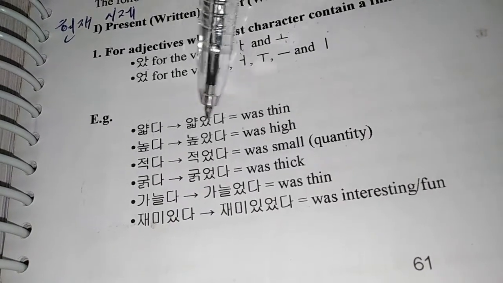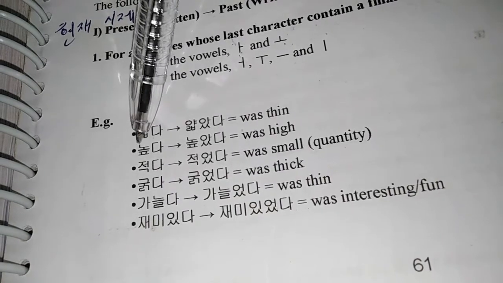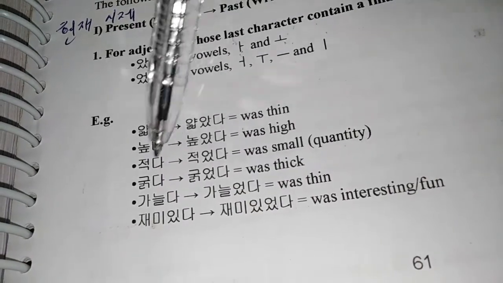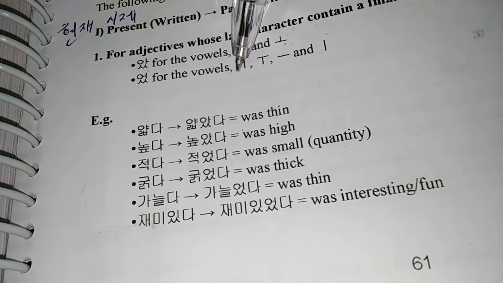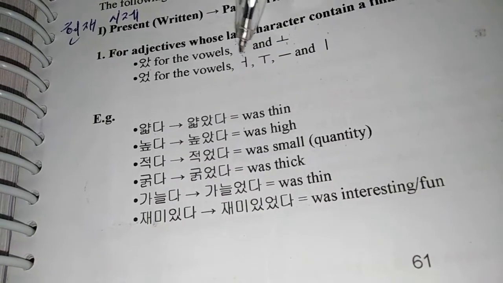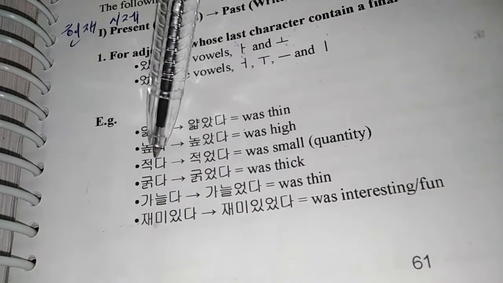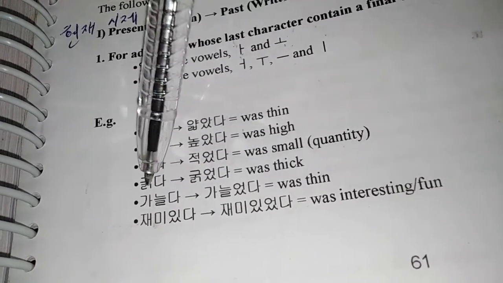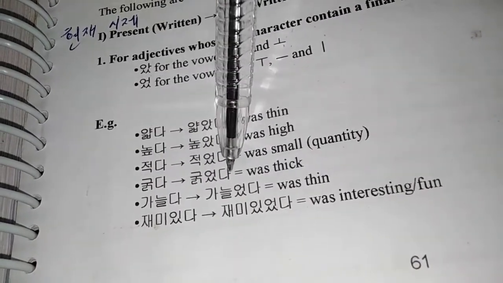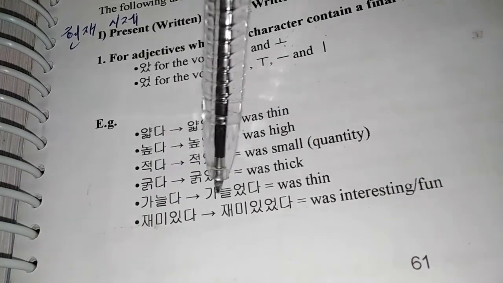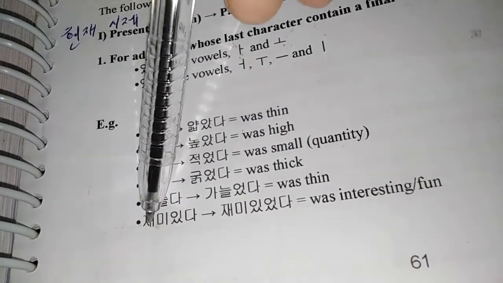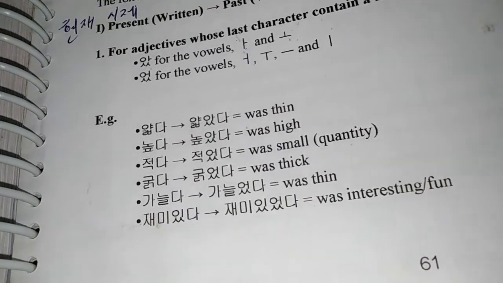So 얇다, 얇았다. Same way 높다, 높았다. 적다 has this vowel in the syllable before the da at the end. So it would be 적다, 적었다. 굵다, 굵었다. 가늘다, 가늘었다. 재밌다, 재밌었다.